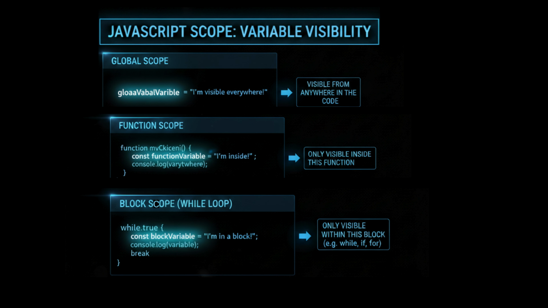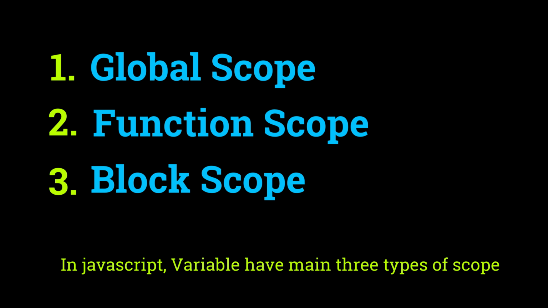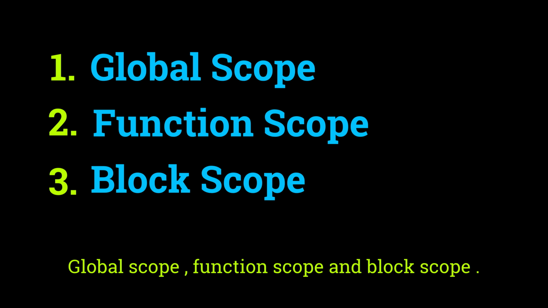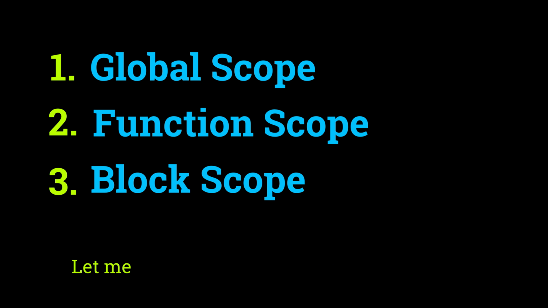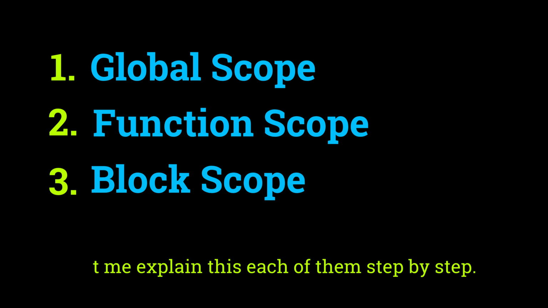In simple terms, when we declare a variable inside a function, a loop, a block, or outside everything, each one behaves differently based on where it can be used or accessed. And in JavaScript, variables have three main types of scope: global scope, function scope, and block scope. Let me explain each of them step by step.